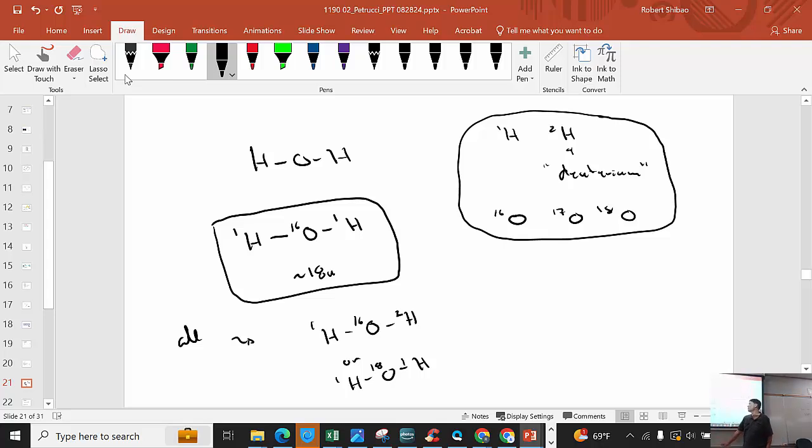Okay, what's the next most abundant? What is the next most abundant? Would the next most abundant be H1, O16, H2, or would the next most abundant be H1, O18, H1? What do you think? H1, O18, H1? Okay. Well, we can easily calculate it. I'll show you how to calculate it.